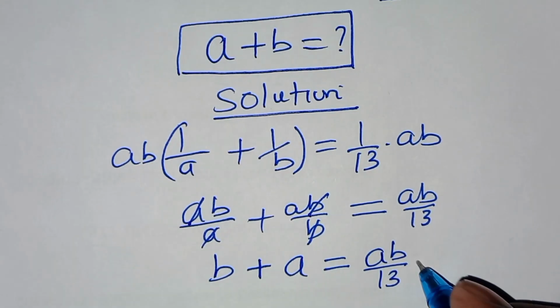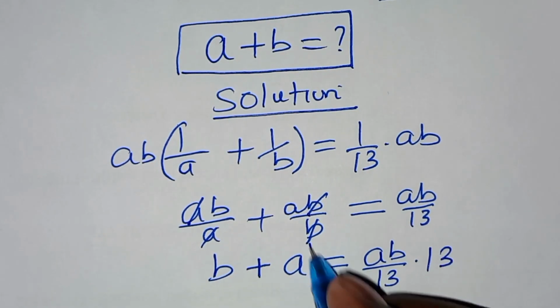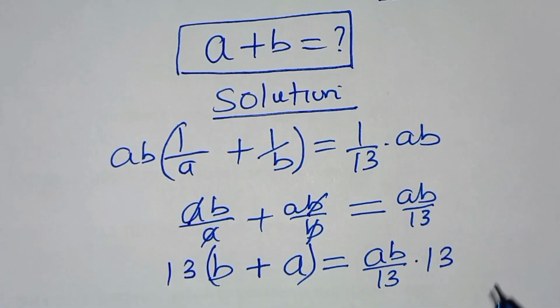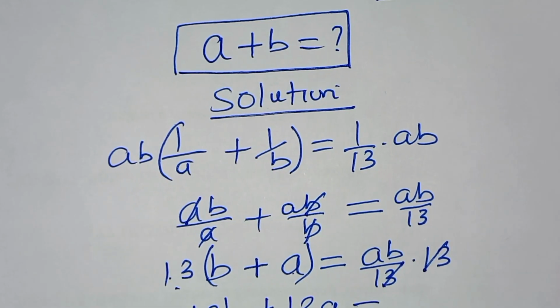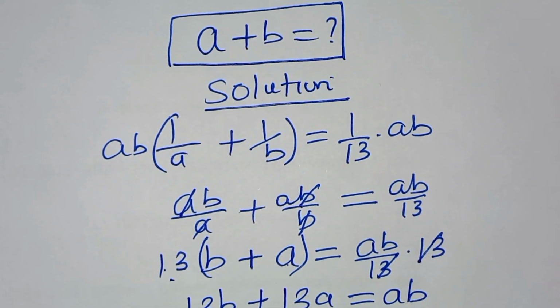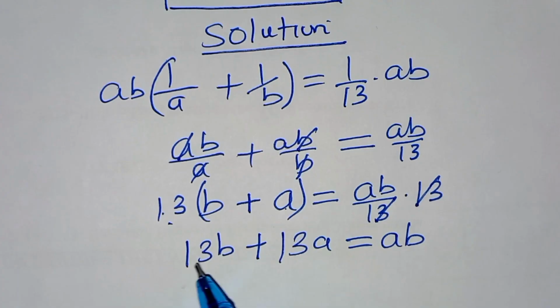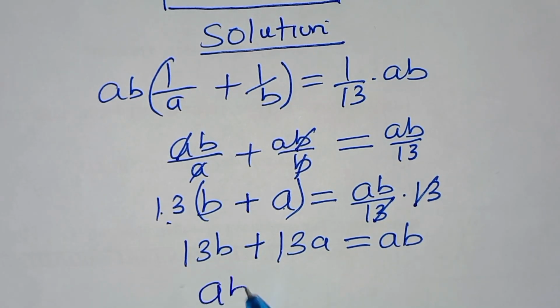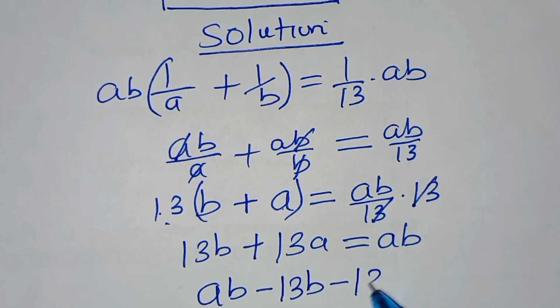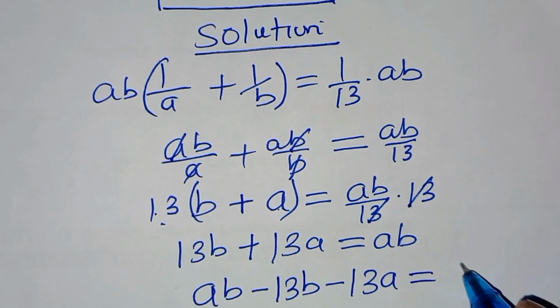The next step is to multiply both sides by 13, so that 13 and 13 simplify. Here we have 13b plus 13a equal to ab. Let's take 13b plus 13a to the right-hand side: this is the same thing as ab minus 13b minus 13a equal to 0.